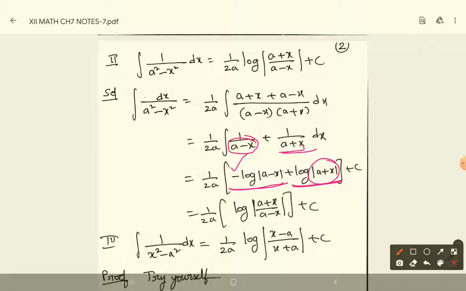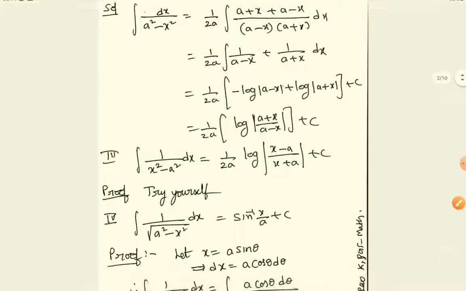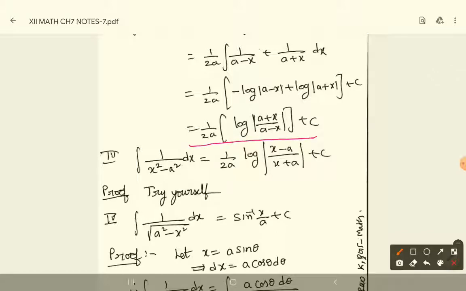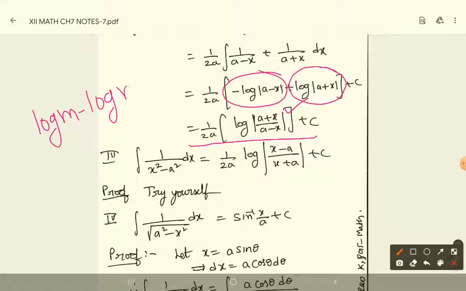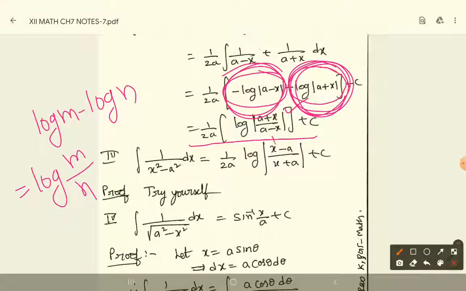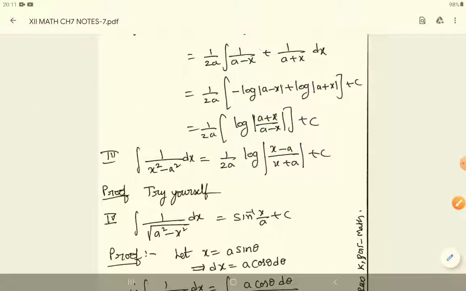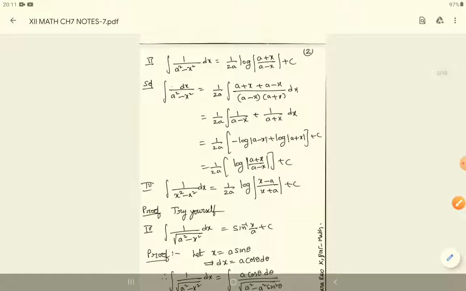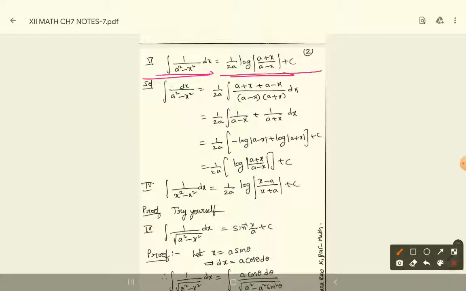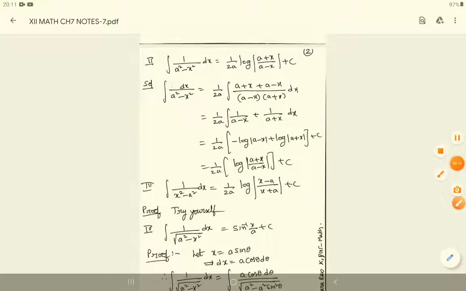Then what will happen next? It will be 1 by 2a log mod a plus x by a minus x plus c. That means log a plus x minus log a minus x; log m minus log n is equal to log m by n, this formula was applied. So here this is log m, this is minus log n. So we get it like this. Finally we got the derivation of the integration of 1 by a square minus x square, which is 1 by 2a log modulus a plus x by a minus x into dx. Hope you are getting it.